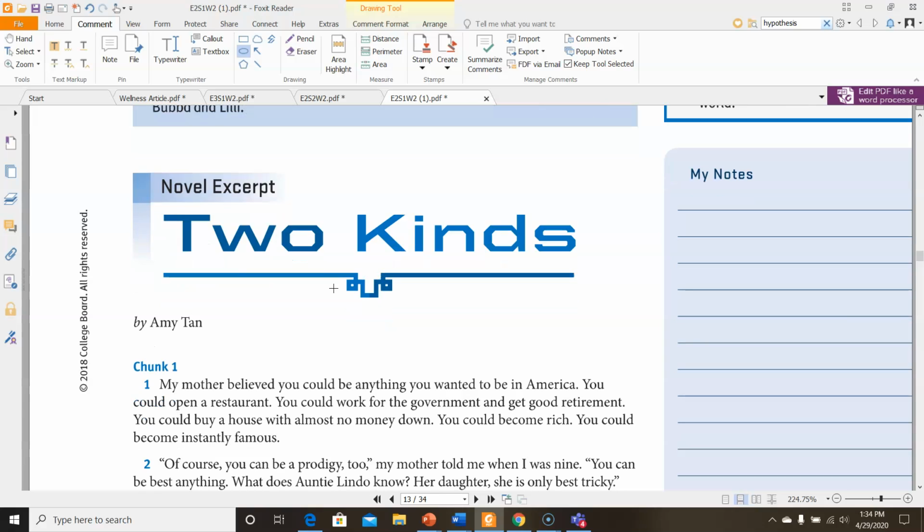So, Two Kinds by Amy Tan. I'm going to go over the first few paragraphs with you and demonstrate how to do the text marking. After that, it's up to you to annotate the rest of the story. This story is somewhat long, so you might want to do it chunk by chunk, taking breaks in between to make sure that you don't burn yourself out.